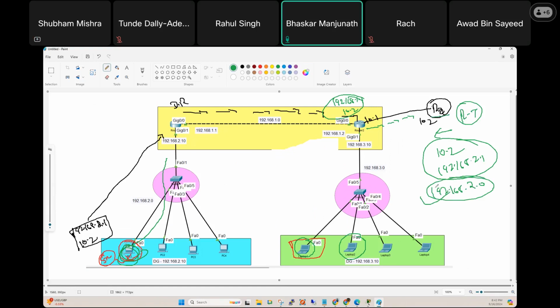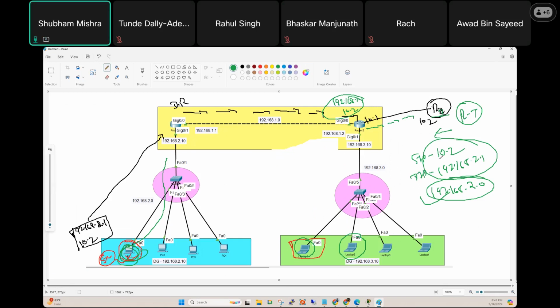Sir, please review again, sir. I am telling you, R2 forwards this packet towards R3. Now R3 receives the request, there is no problem. Fine. But R3 will generate the reply, right? Yes or no? Yes. R3 will send the ICMP reply. In this reply, what will be the source IP? Source IP will be 10.2. Destination IP will be 192.168.2.1.